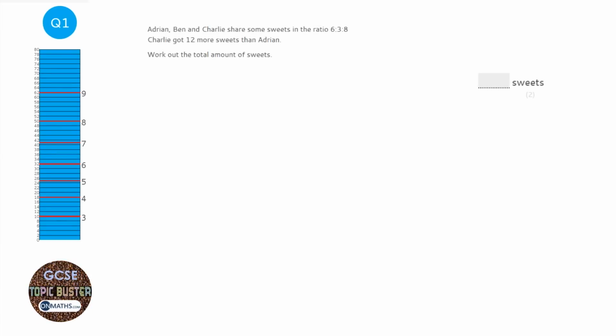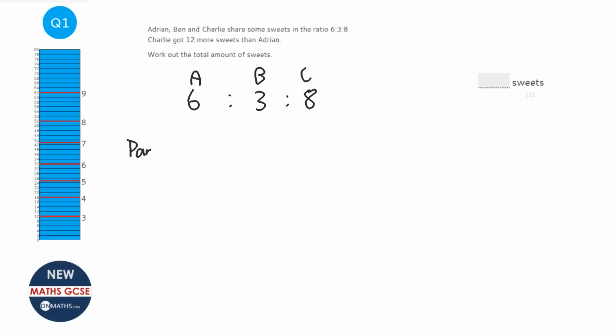Okay, so this question is a little bit more complicated than it first seems. We've got Adrian, Ben and Charlie, and they share some sweets in the ratio of 6 to 3 to 8. And it says that Charlie got 12 more sweets than Adrian. Well, first of all, let's have a look and see how many more parts that Charlie got more than Adrian.